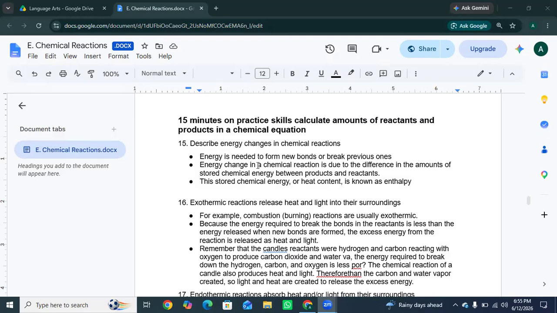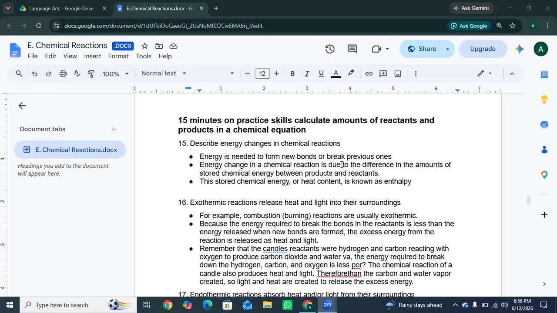This stored chemical energy or heat content is known as enthalpy. This is just a scientific name for the stored chemical energy or heat content inside a substance, which is enthalpy. The next one is exothermic reactions. Exothermic reactions release heat and light into their surroundings, making them feel hot.